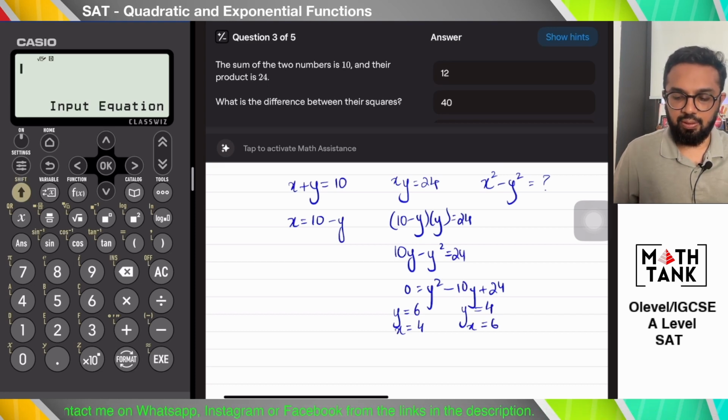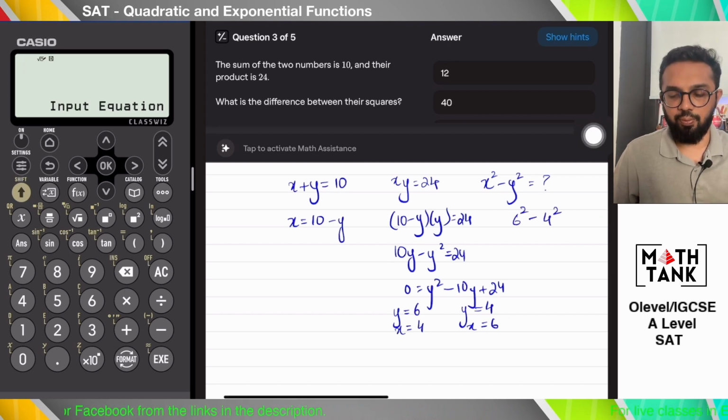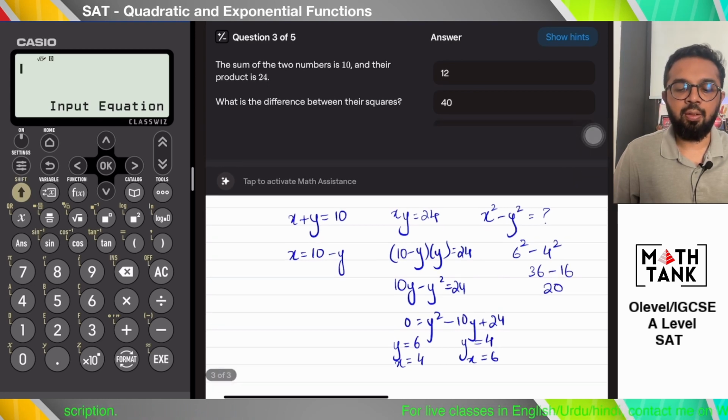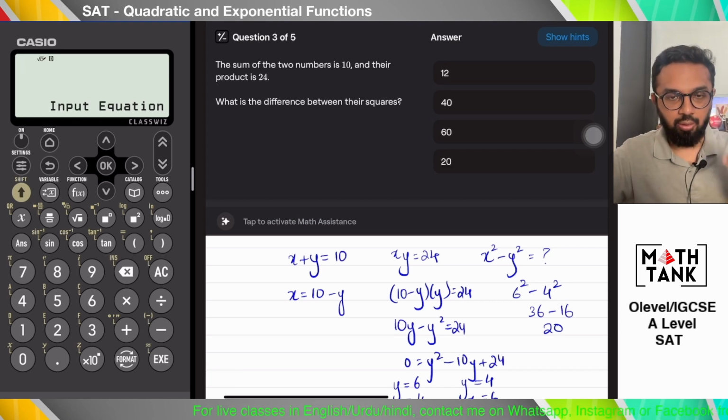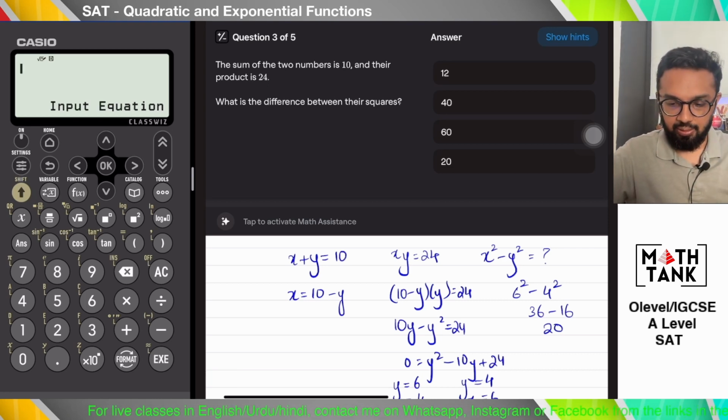What is the difference between their squares? So it's going to be 6 square minus 4 square, or 4 square minus 6 square, 36 minus 16. That should be 20. It's asking you for the differences. It's asking you for the absolute difference. Okay, so in that case, it's going to be 20.